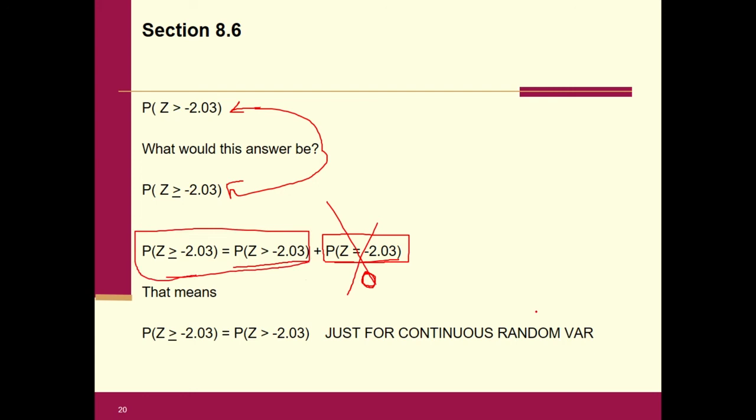But remember, this is only for continuous random variables. And you can plainly see it here with the standard normal. So that means if you have greater than or equal to, that's exactly the same as greater than. If you have less than or equal to, that's exactly the same as less than. It's not going to change your probabilities around because there's no probability sitting at exactly equal to a value.